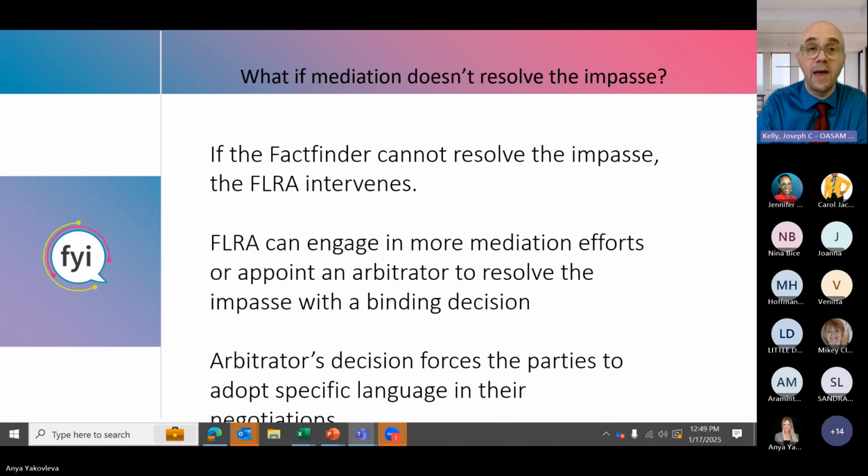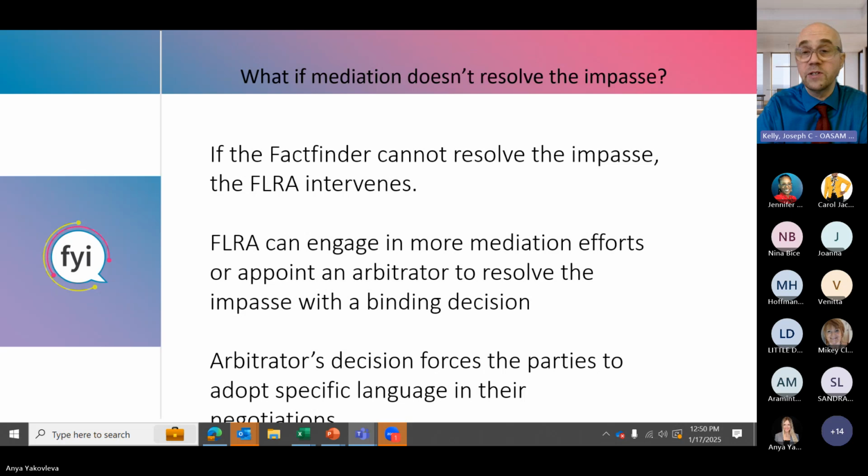So if the FLRA goes with a mediator over an impasse, there's going to be more facilitation of an agreement and less force used by the FLRA, because we're still just trying to get the parties to reach an agreement on their own. But if the FLRA goes with an arbitrator to resolve an impasse, the arbitrator is going to hold a hearing and then issue a binding decision, just like a judge would issue a binding decision in court.